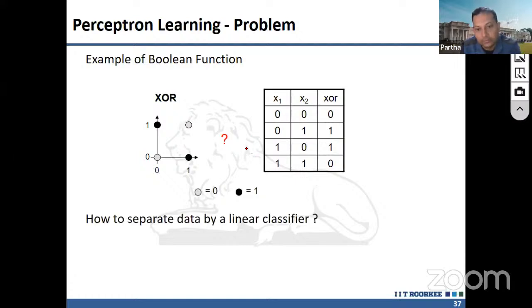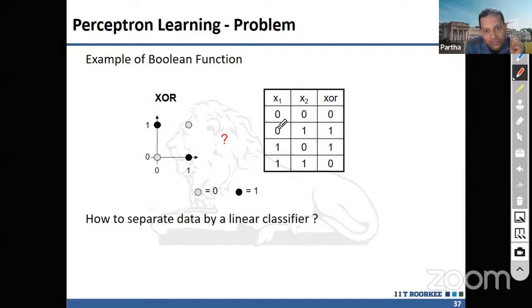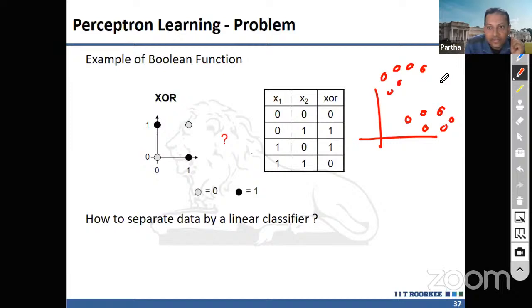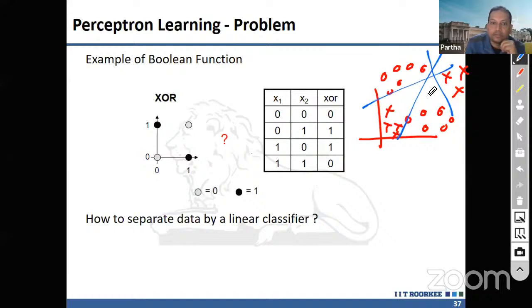So how can we do it? In the XOR problem, we have 0, 0 giving outcome 0, 0, 1 giving 1, 1, 0 giving 1, and 1, 1 giving 0. So we have some positive data here and some negative data here. How will you separate them with a line? Is it possible? You cannot do something like this or like this. It's not possible with a simple line.